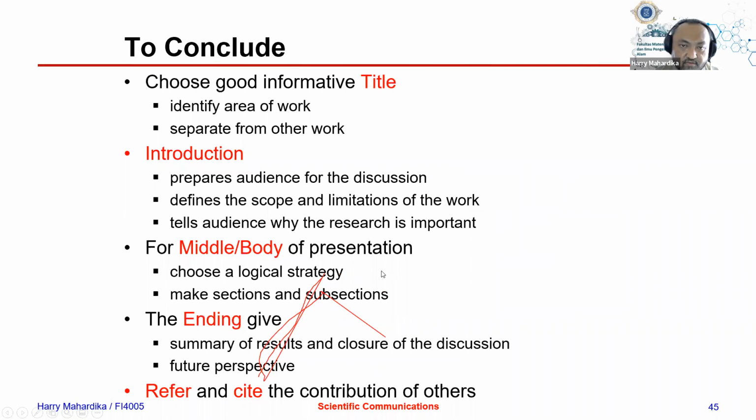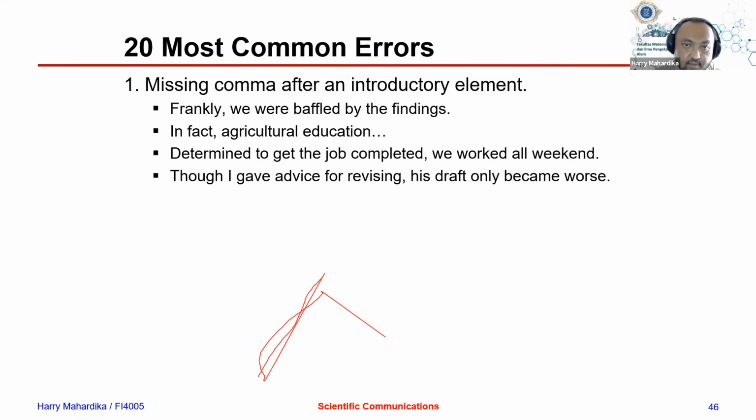Okay, to conclude, choose a good informative title, identify the area of work. So these are the ways on how we write our article in general. Choose a good informative title, and then the introduction part is basically used to prepare the audience and define the scope and limitation of the work, and tell the audience why the research is important. The middle or the body of the presentation or the article is to choose a logical set strategy, etc., and so on, which basically corresponds to the things that we already discussed in the previous lectures.